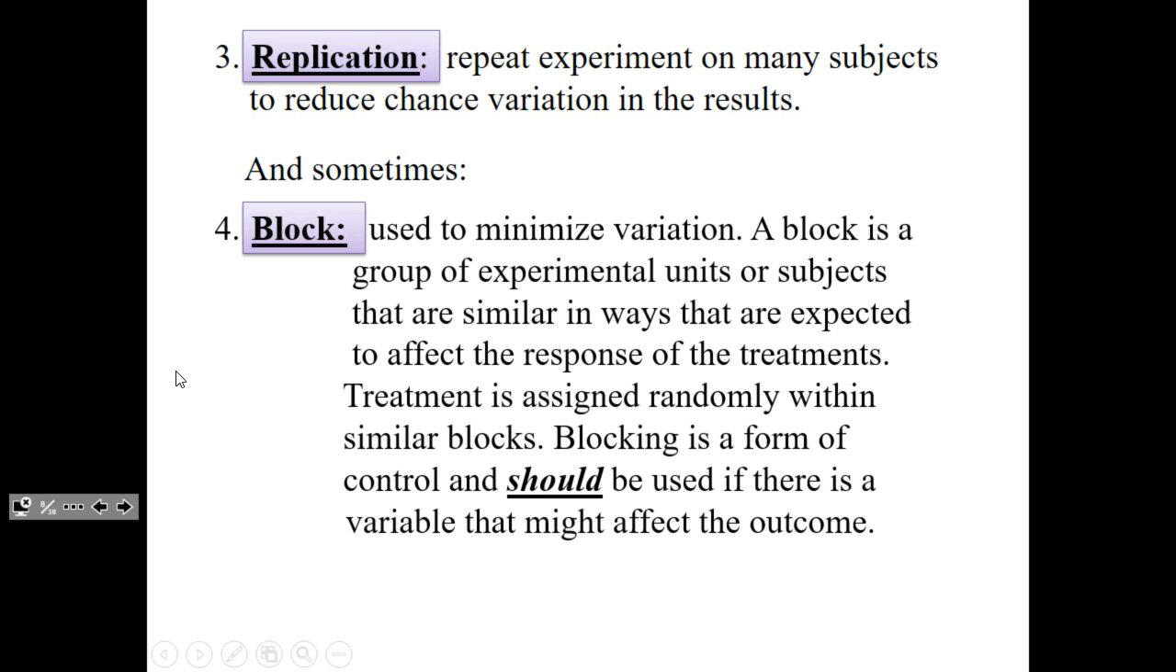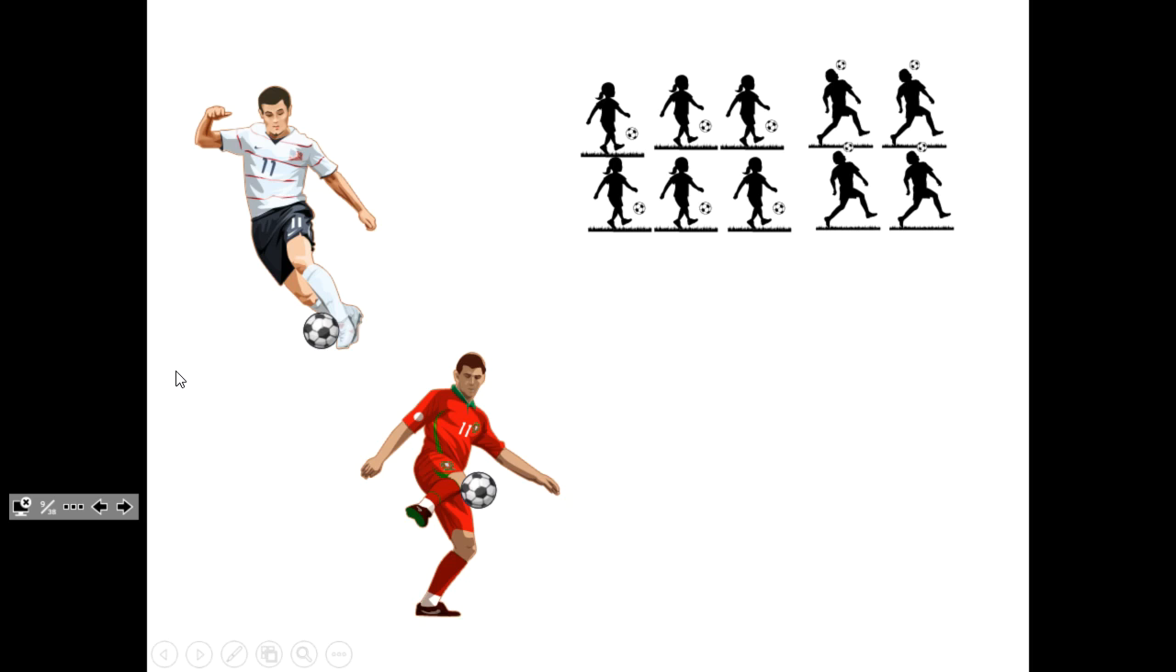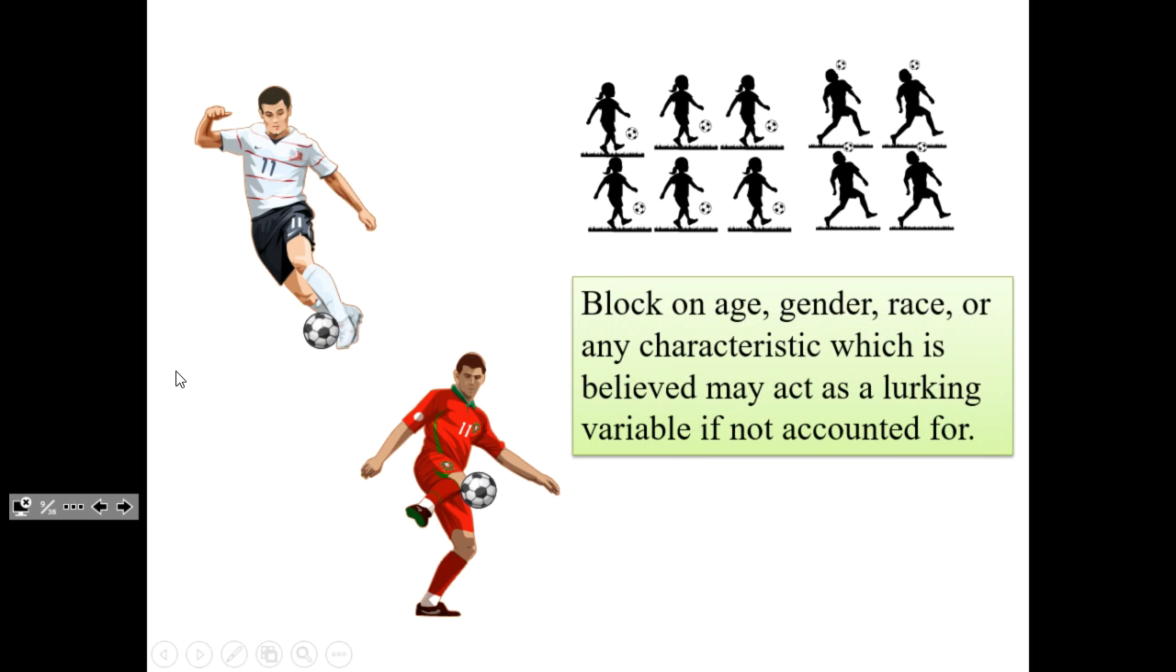Blocking is a form of control, and you better use it if there's a variable that could affect the outcome. Some of the most common ways are to block on age, gender, race, but you can block on any characteristic which you think could act as a lurking variable if we don't account for it.